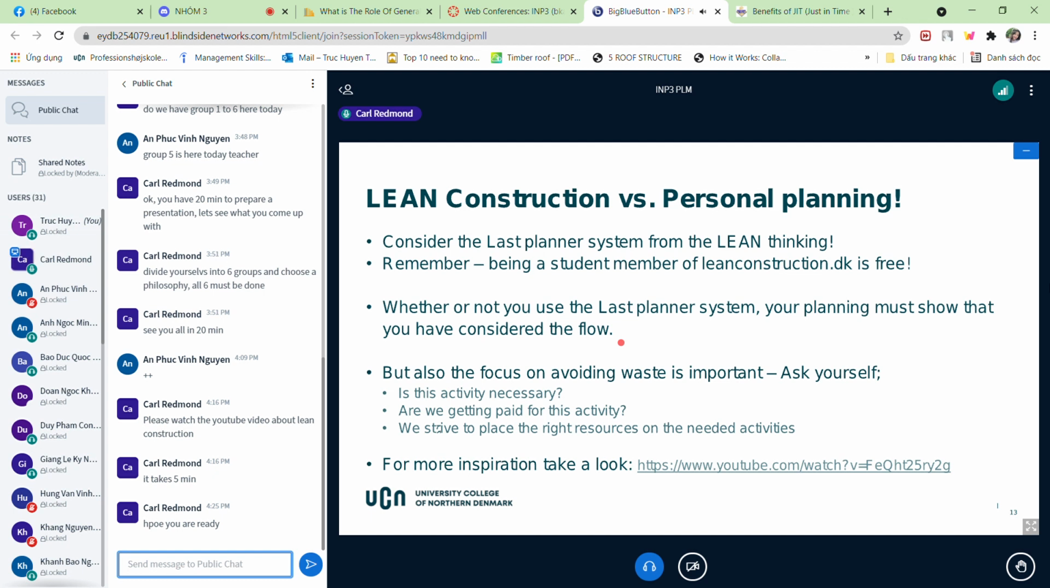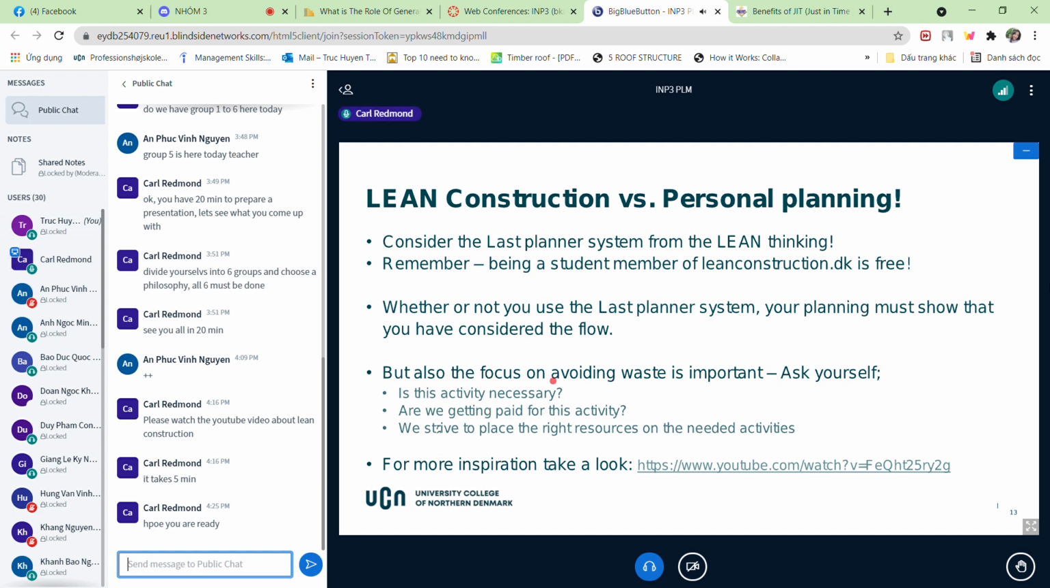So if you use the Last Planner System, okay, then you are pushed to show it, and we can see the flow. But if you don't use the Last Planner System, we need to see your ideas about how you consider the flow in the work.